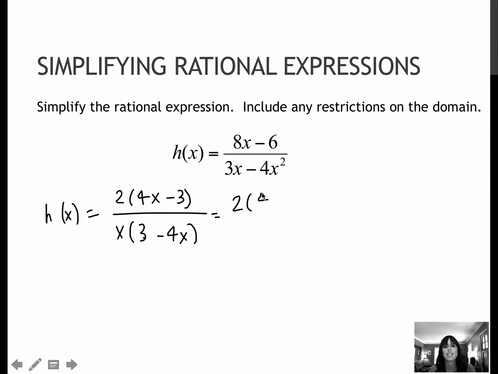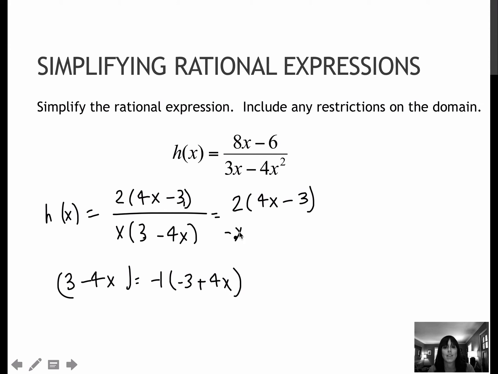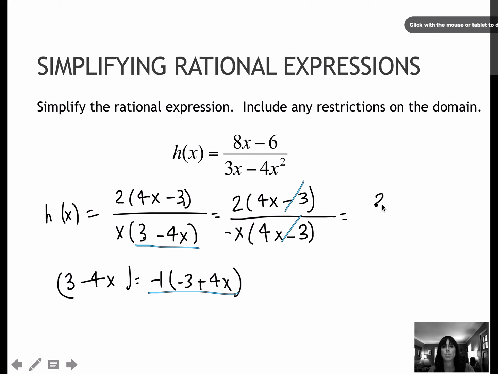So my numerator will stay the same, but my denominator, this 3 minus 4x, I'm going to take a negative 1 out of it, which will make it negative 3 plus 4x, because I'm changing both signs. And then we can see the 4x is positive, the 3 is negative, and so I'm going to have a negative x, because negative 1 times x, and then 4x minus 3. And now I can reduce. So again, I replaced this with this, and now I can reduce the 4x minus 3's, and that's it. So 2 over negative x, I'm going to plug that negative out front instead.